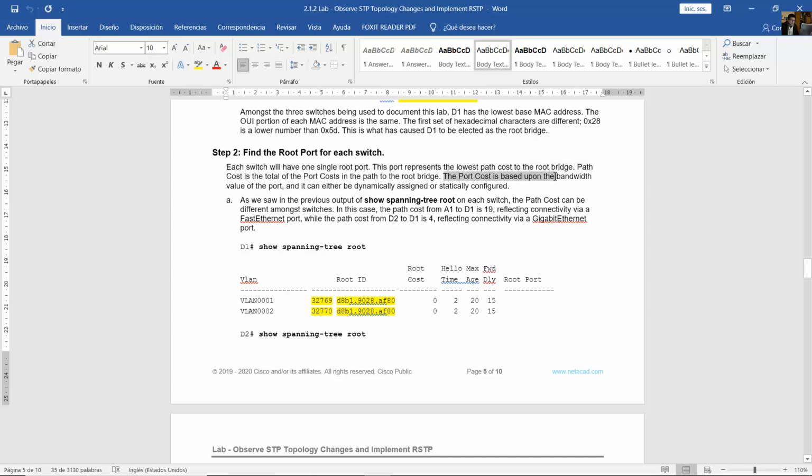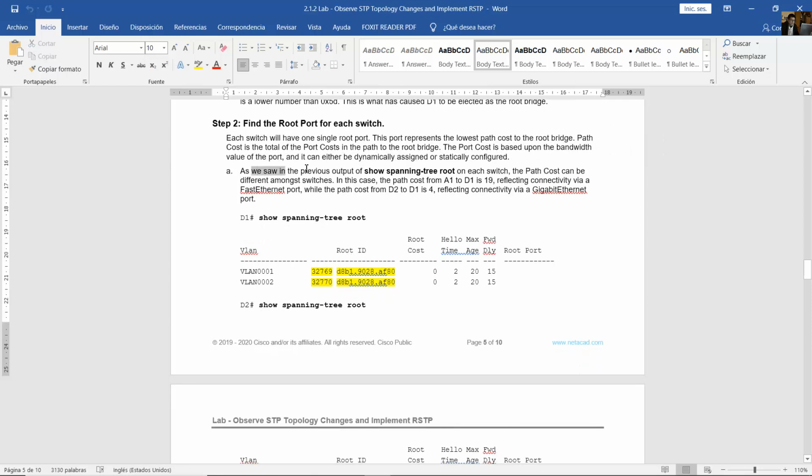And the port cost is based upon the bandwidth value of the port, and it can either be dynamically assigned or statically configured. As we saw in the previous output of show spanning tree root, on each switch the path cost can be different amongst switches. In this case, the path cost from A1 to D1 is 19, reflecting connectivity via a Fast Ethernet port, while the path cost from D2 to D1 is 4, reflecting connectivity via a gigabit port. Okay, cost is 19 for Fast Ethernet and 4 for Gigabit Ethernet.